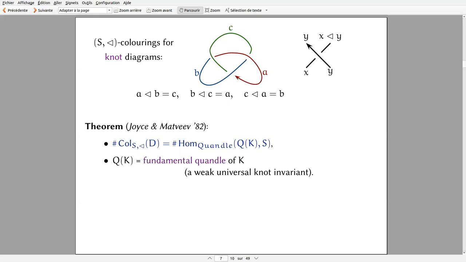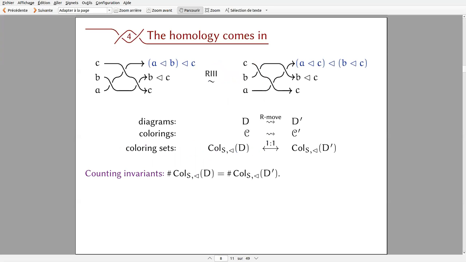Having this in mind, we can ask ourselves how we can strengthen this invariant. For this, we can just try to summarize what we have done before. We have seen that if you apply a Reidemeister move to a diagram, it will change the coloring of your diagram only locally, only in the ball where your Reidemeister move is being applied. Now, outside the ball, nothing changes.